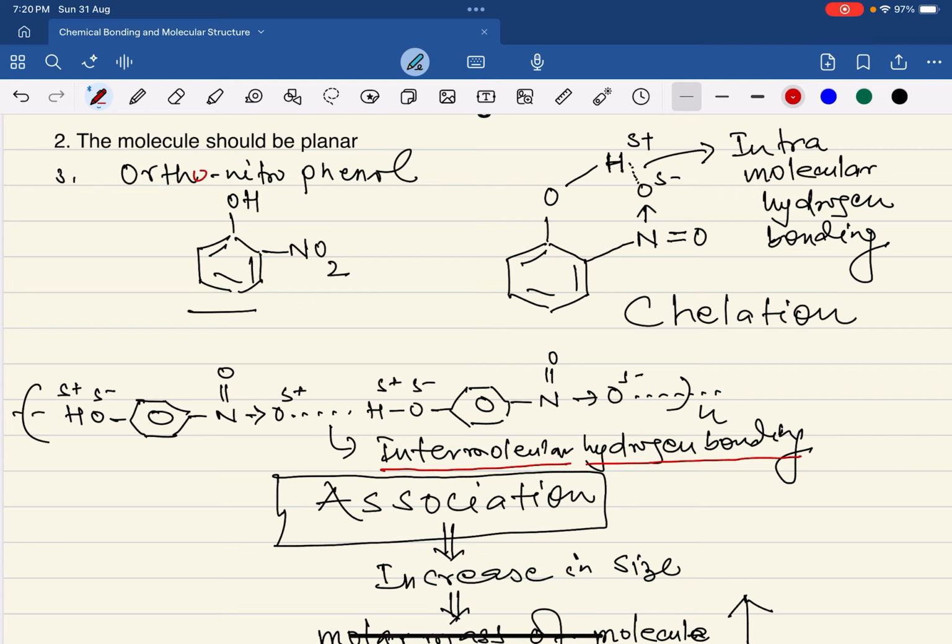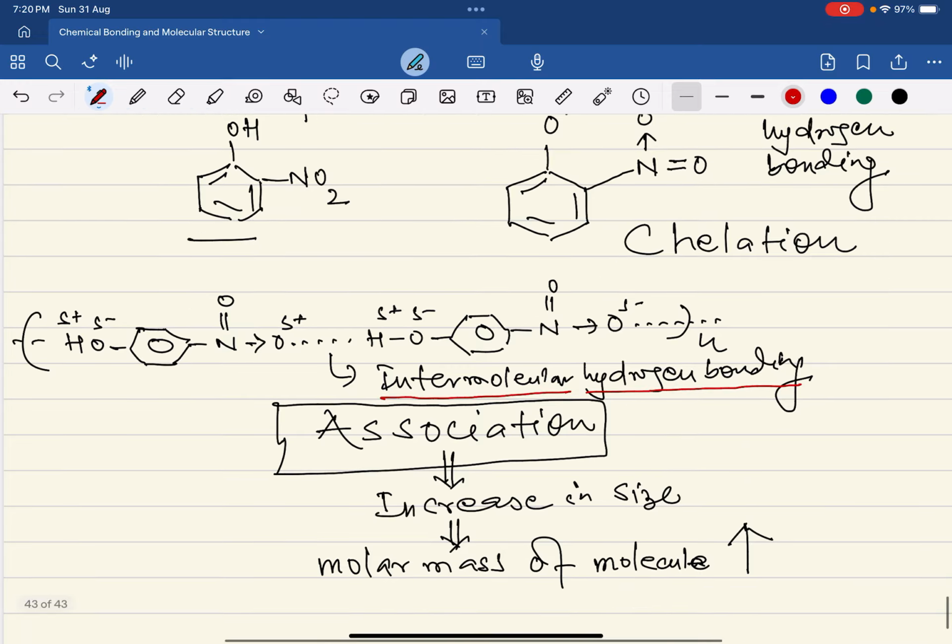Orthonitrophenol is more volatile than paranitrophenol because the mass of paranitrophenol is more than orthonitrophenol. That is why paranitrophenol has a higher melting point, and in the liquid state a higher boiling point, than orthonitrophenol.